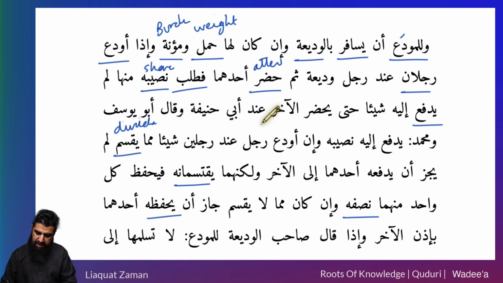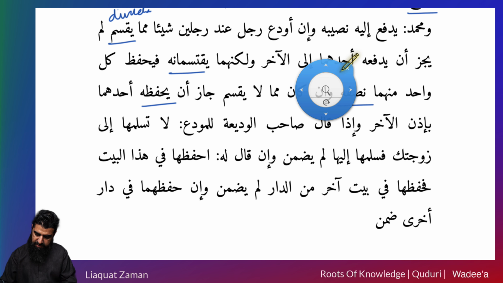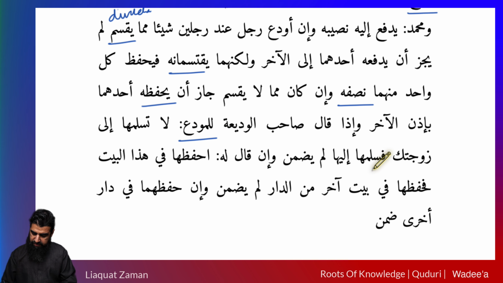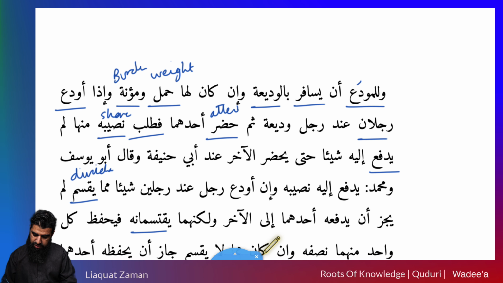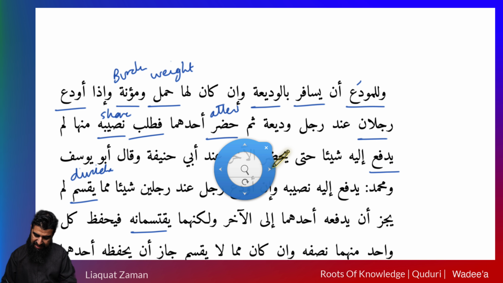Again, a lot of these words are things that you are familiar with already. Muda, we've done that before. Sallama, to hand over. Zawjatak is your wife, not your wife obviously, but zawja is wife. Dar is house, abode. And then dhamina, yadmanu, to compensate. All right, so let's have a go at trying to do the tarkib.